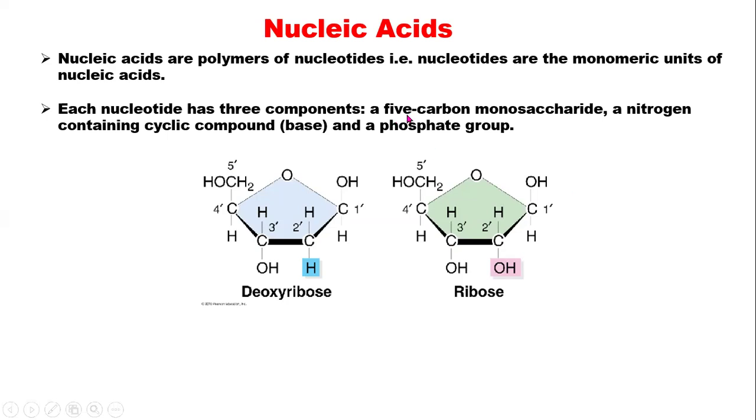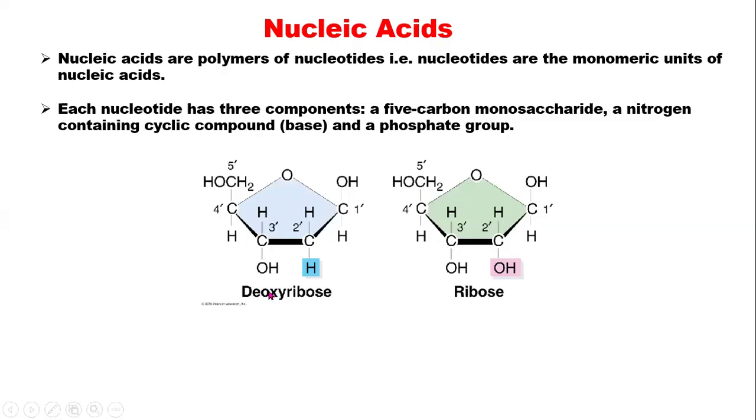And apart from the 5-carbon monosaccharide, the second thing a nucleotide has is a nitrogen-containing cyclic compound, which is a nitrogenous base, which can either be purine or pyrimidine. We are going to see that in the subsequent slides. And the last component of the nucleotide is a phosphate group. So each nucleotide has a 5-carbon pentose sugar, a nitrogenous base, and a phosphate group.